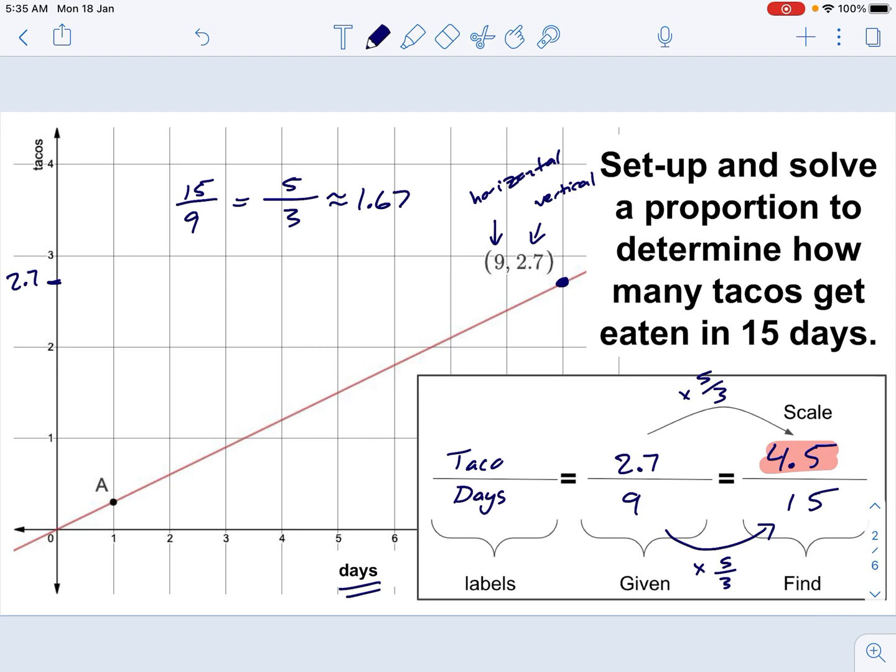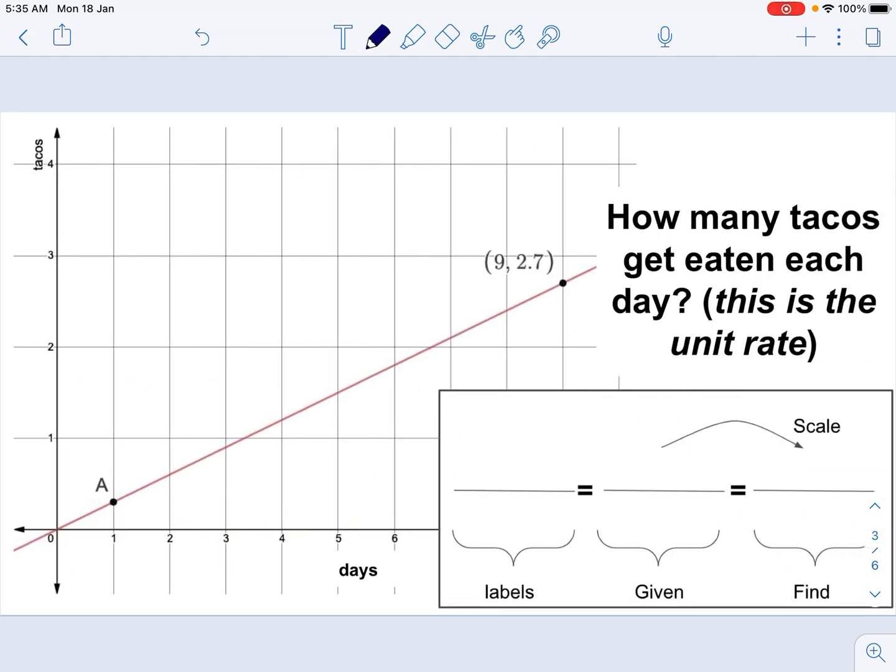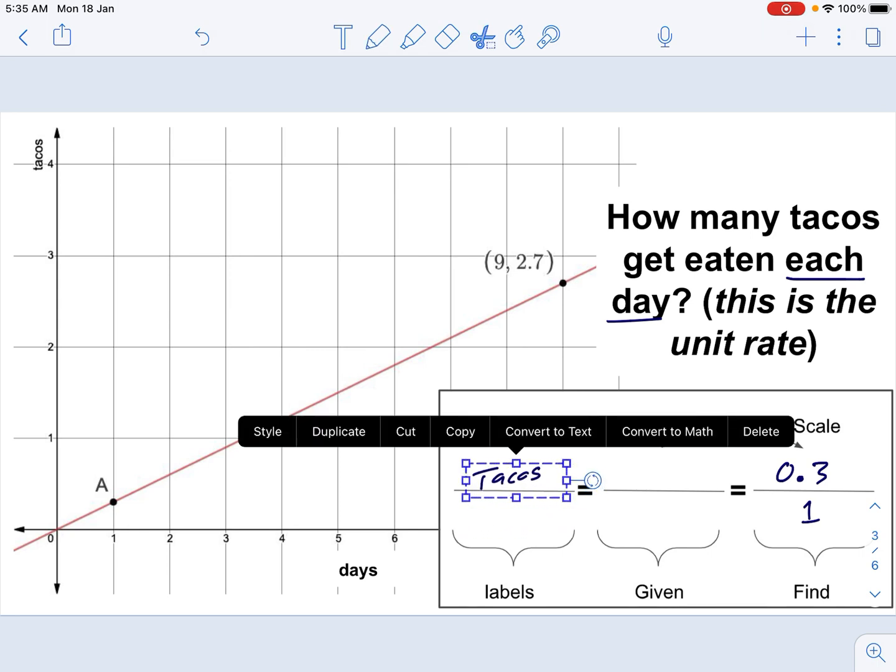All right. So now we're going to do the same thing, except I'm asking you to find the unit rate, the number of tacos eaten each day. All right. So the answer for this one, which you've probably already gotten, is 0.3 tacos per day. Now, how did we get to that? First of all, because it's a unit rate, we know that there's supposed to be a 1 in the denominator. And it's saying how many tacos get eaten each day, so that would be per day or per 1 day. So that means my days should be going on the bottom, and my tacos should be going on the top.